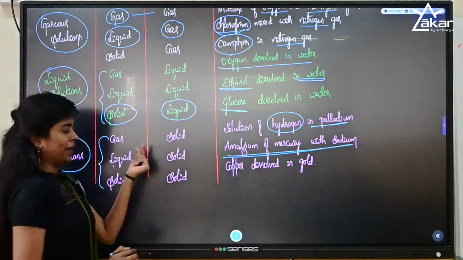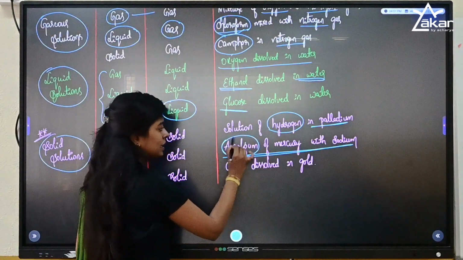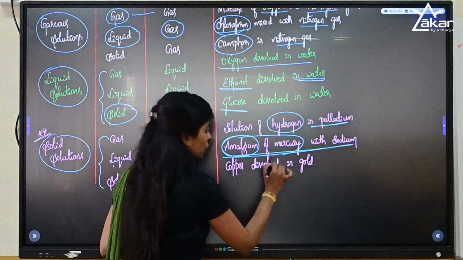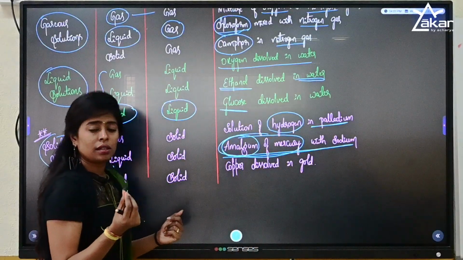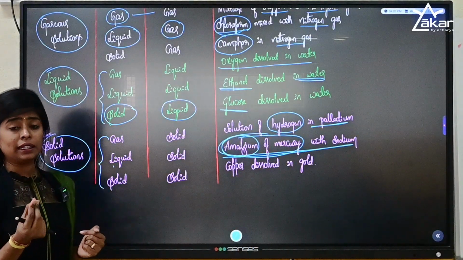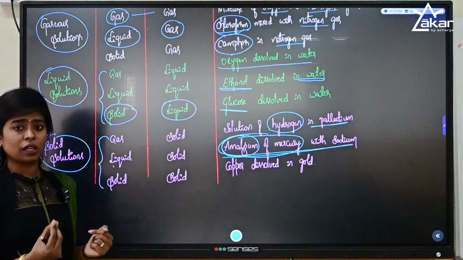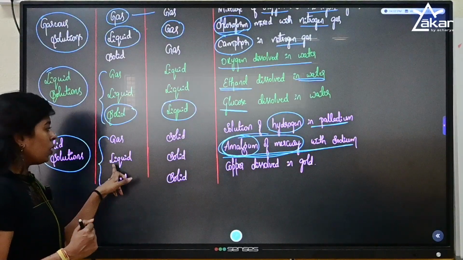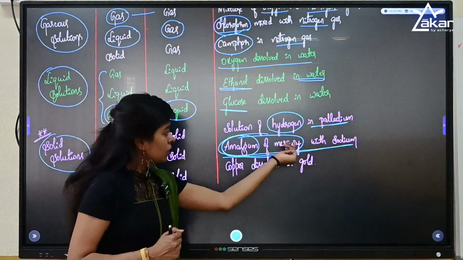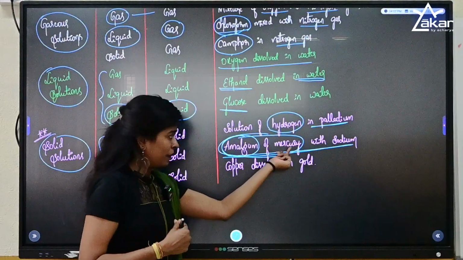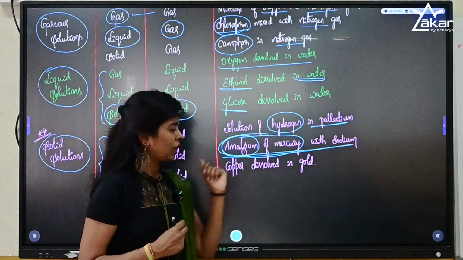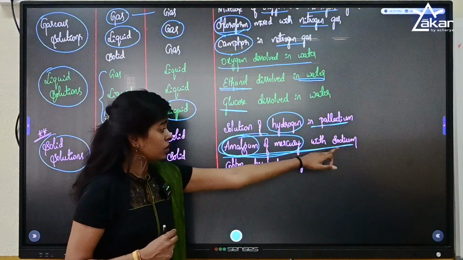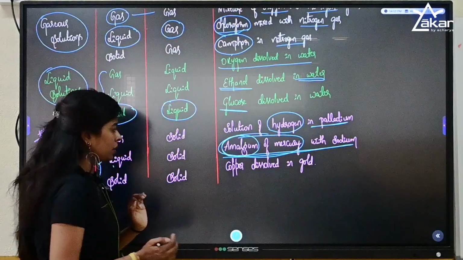Similarly, liquid in solid. Liquid means what? Amalgam. Amalgam of mercury. Mercury is the only metal which is present in liquid state at room temperature. This is something we all know. So this liquid metal mercury I am taking with sodium. Sodium is my solvent. Mercury is my solute.